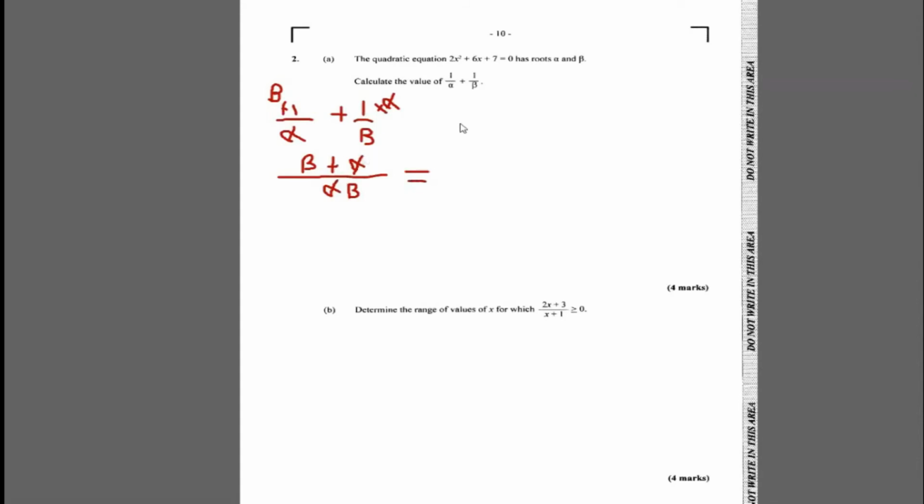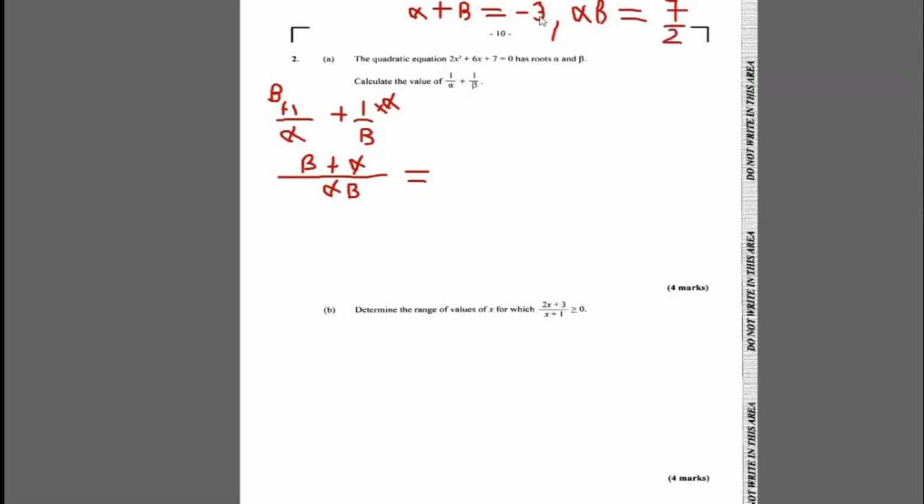Now beta plus alpha, according to the quadratic equation, we know that alpha plus beta is minus b over a. We know that alpha plus beta is equal to minus 6 over 2. Minus 6 over 2 is minus 3, so that is alpha plus beta. We also know that alpha beta is c over a, and so alpha beta is 7 over 2. All right, nice and easy.